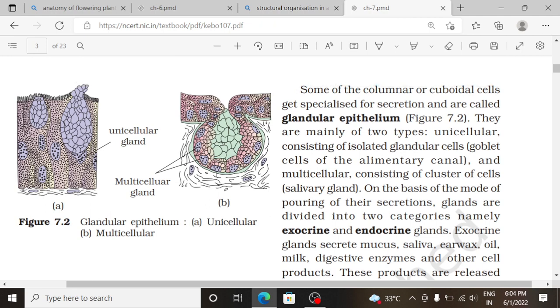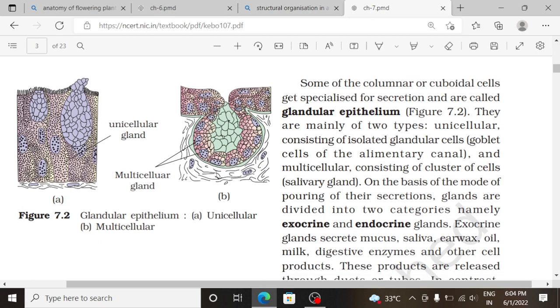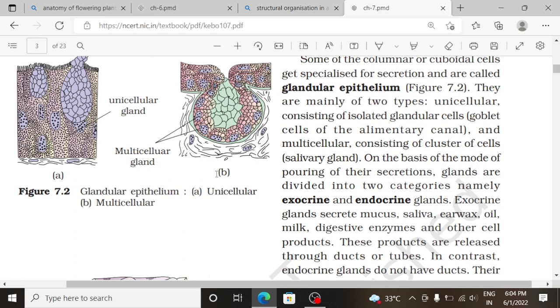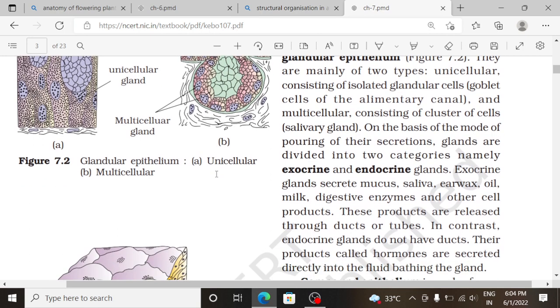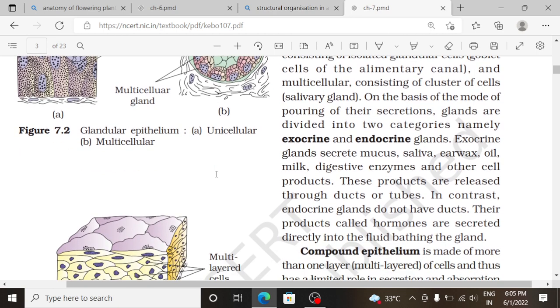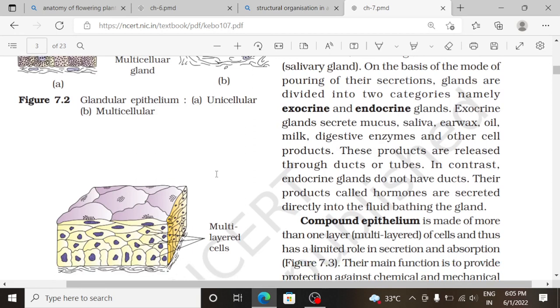Some of the columnar or cuboidal cells get specialized for secretion and are called glandular epithelium. They are mainly of 2 types: unicellular, consisting of isolated glandular cells, that is goblet cells of the alimentary canal, and multicellular, consisting of a cluster of cells, example salivary gland. On the basis of the mode of pouring of their secretions, glands are divided into 2 categories, namely exocrine and endocrine glands. Exocrine glands secrete mucus, saliva, earwax, oil, milk, digestive enzymes, and other cell products. These products are released through ducts or tubes.